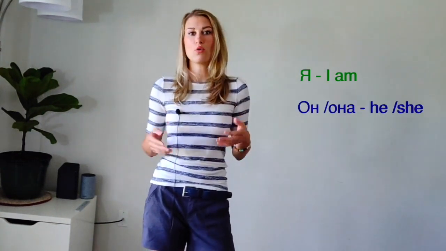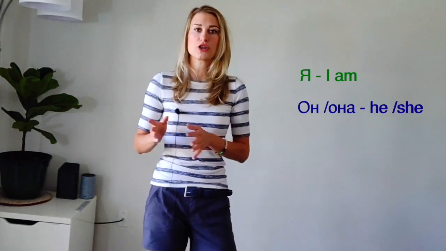So we're going to talk about verbs first. We have two verbs to practice today. These are the verbs знать, to know, and жить, to live. And we are going to discuss them in the first person and in the third person. The first person is I. In Russian, it's я. And the third person is он, она, or оно. We're going to take just он and она, he and she.